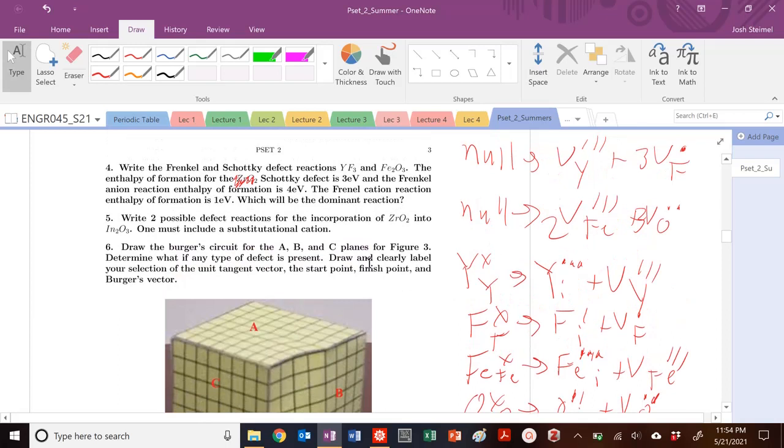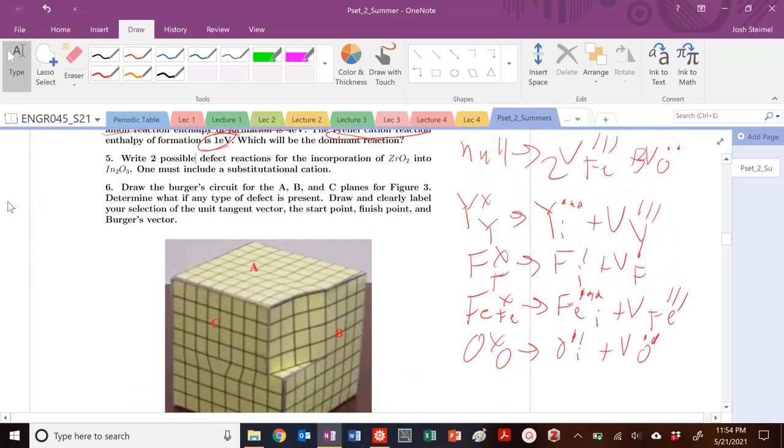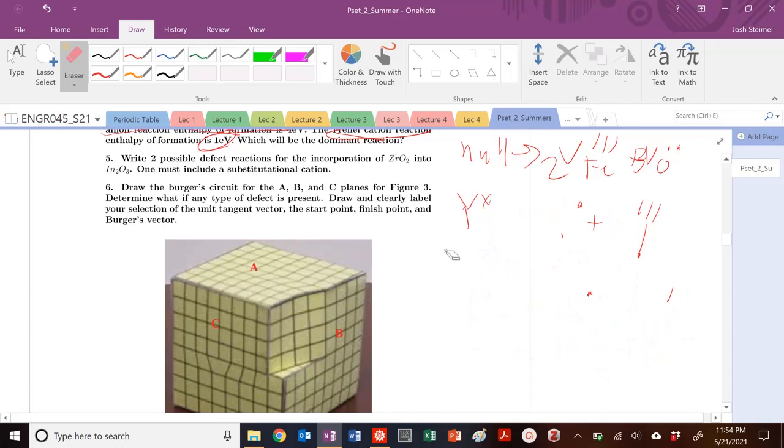So there we go. The enthalpy of formation for Fe2O3 for the Schottky defect is 3 eV. Frenkel anion is 4 eV. Frenkel cation is 1 eV. What's the dominant reaction? Frenkel cation, because it has the lowest enthalpy of formation. So write 2 possible defects for the incorporation of ZrO2 into indium oxide. So let's go ahead and do that right here.